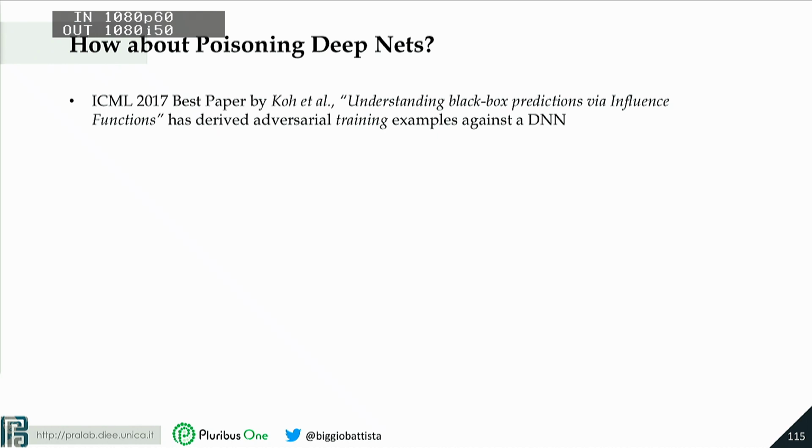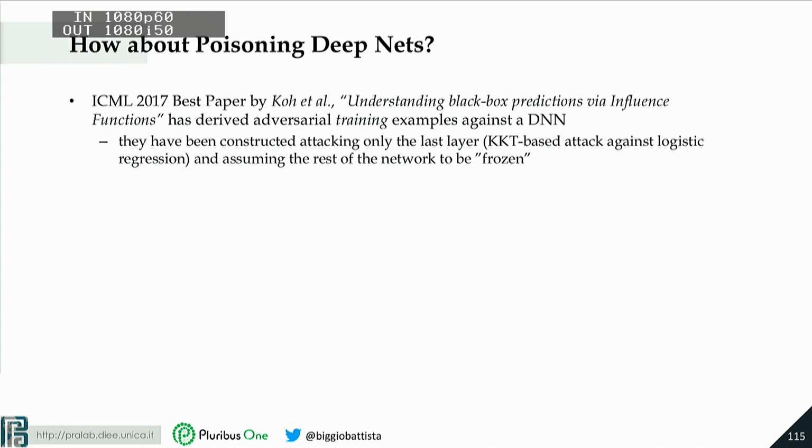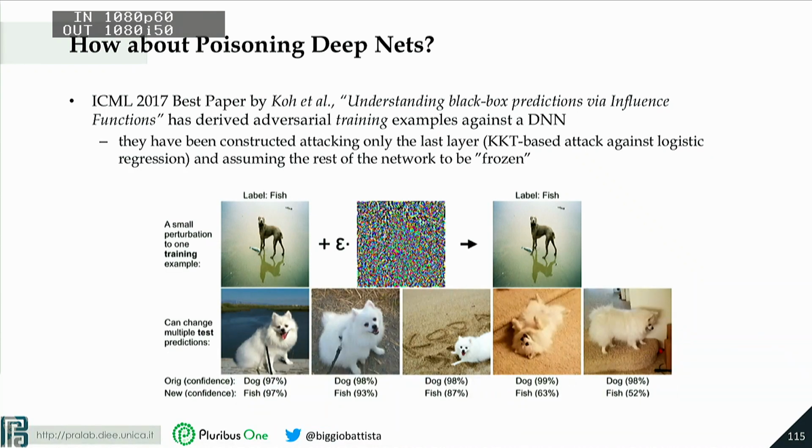And when they derive this explanation method, they also came up with a method to generate some adversarial training examples for deep nets. But they just present a simple case where they have the image of a dog labeled as a fish, so they flip the label. They add a bit of noise to this image, which is crafted as the attacker described.